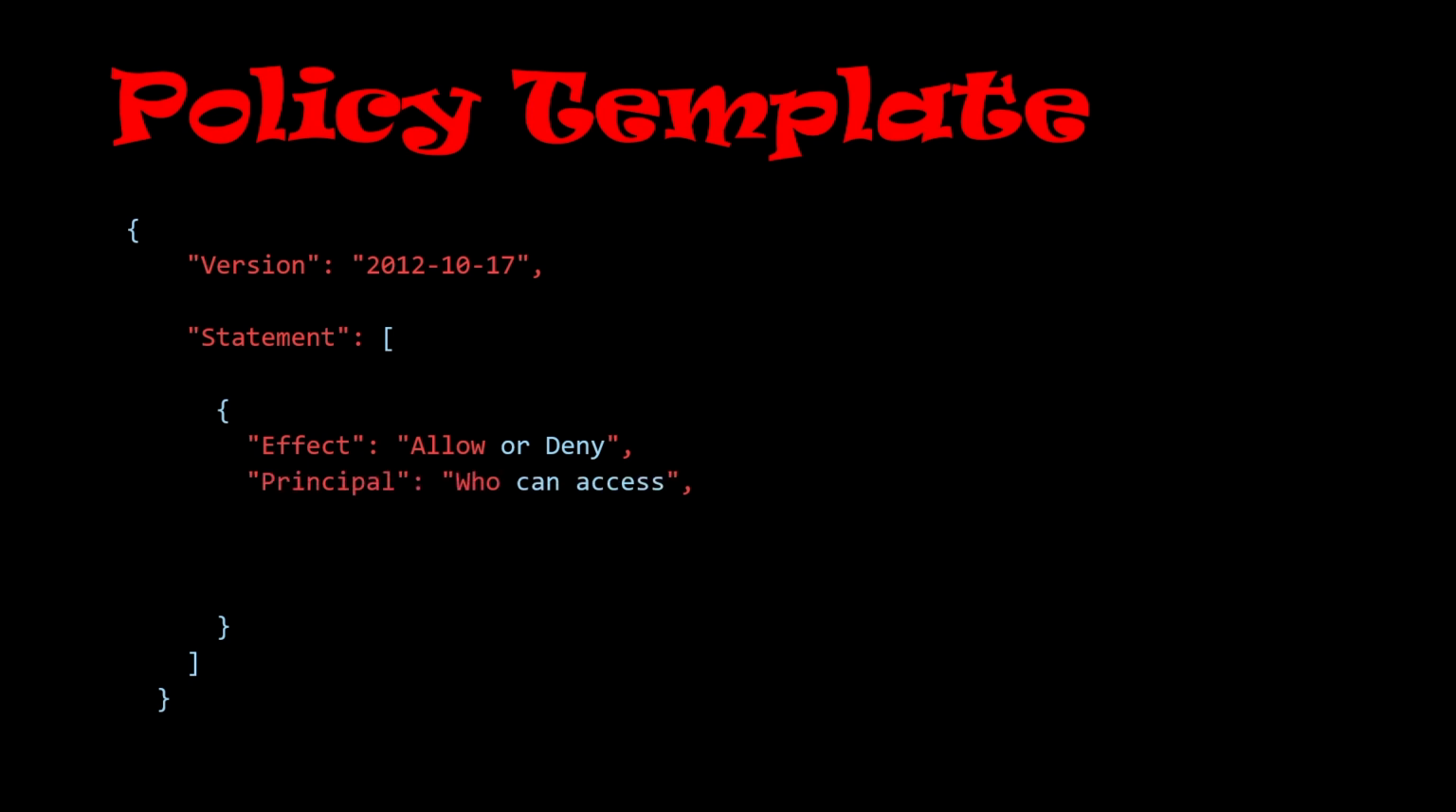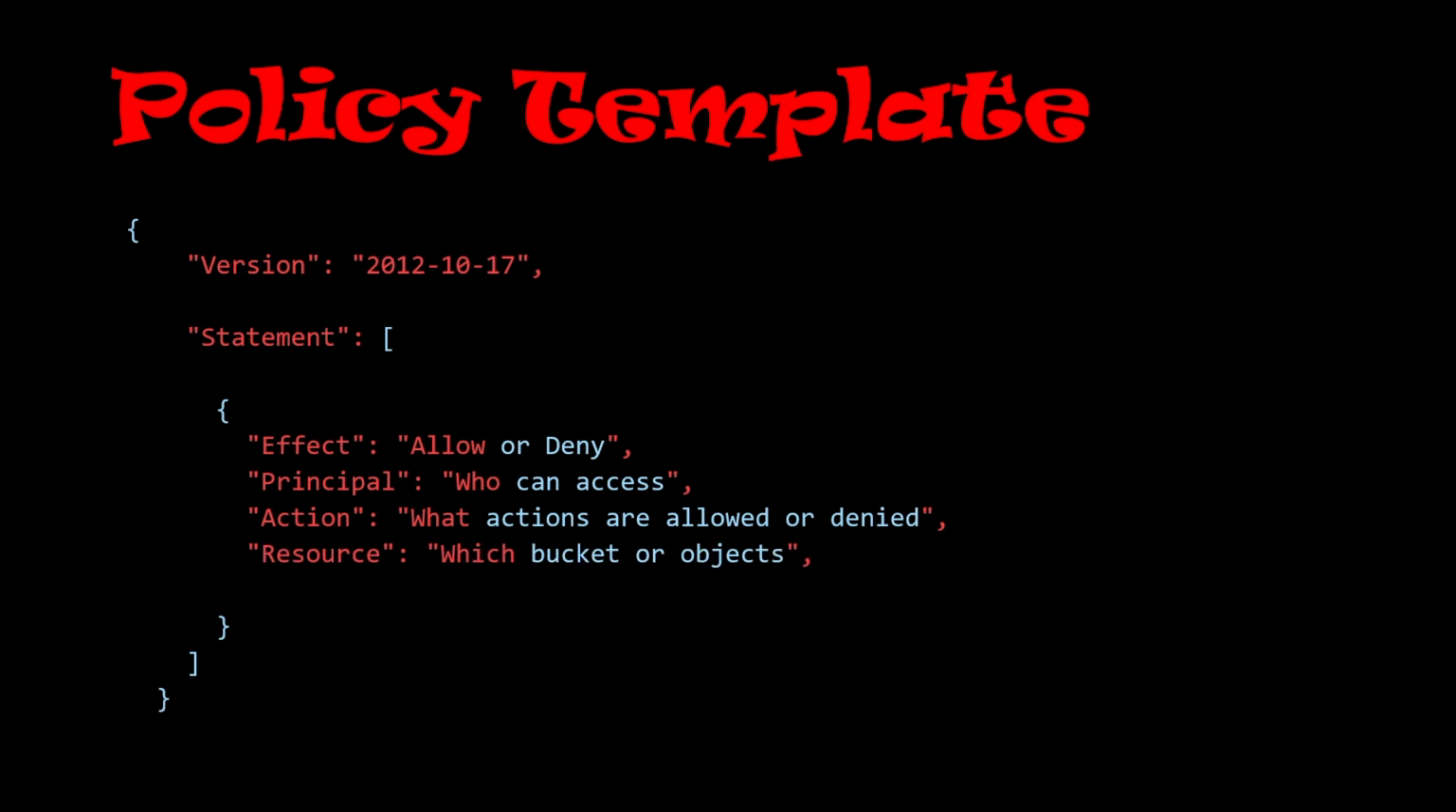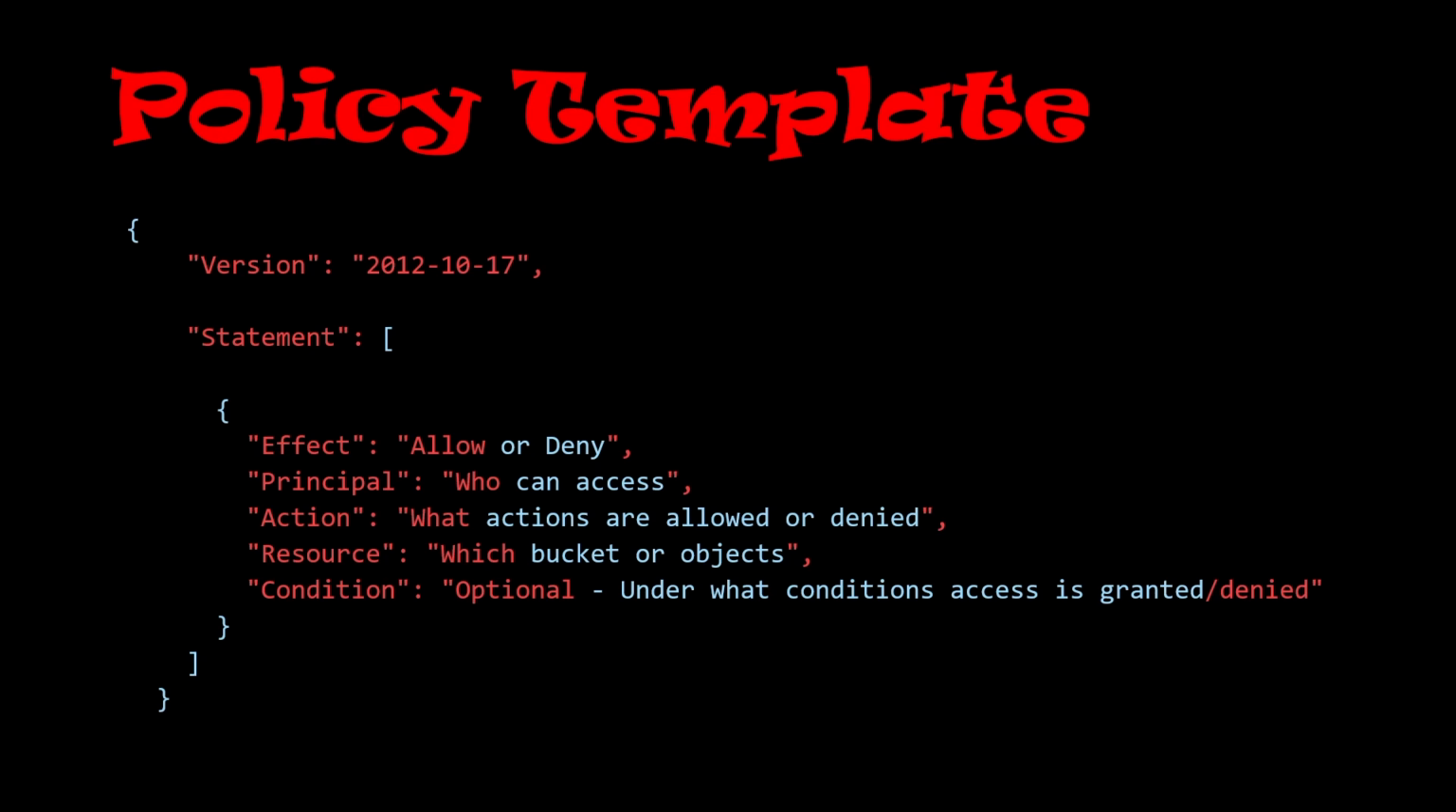Next line is principal, who can access, whether it can be a role, user, or anyone. Next is action, what actions are allowed or denied, like get, put, delete, anything. Next is resource, which bucket or objects. Next is condition, under which conditions this access is granted or denied. Okay, this is how a basic bucket policy template looks. You can provide multiple permissions by adding a comma in the statement array and repeating the same. I hope you understood the basic policy template. Let's jump into real world use cases.